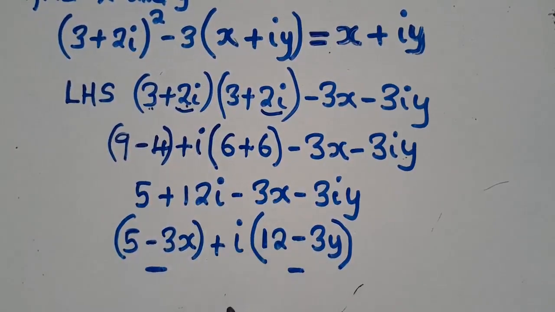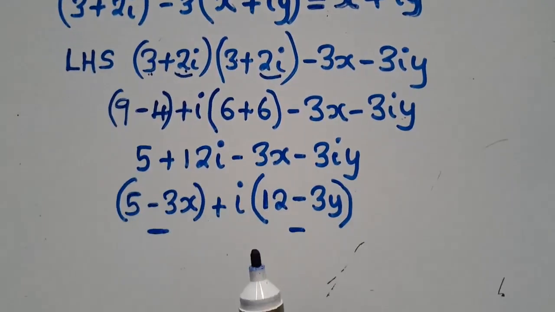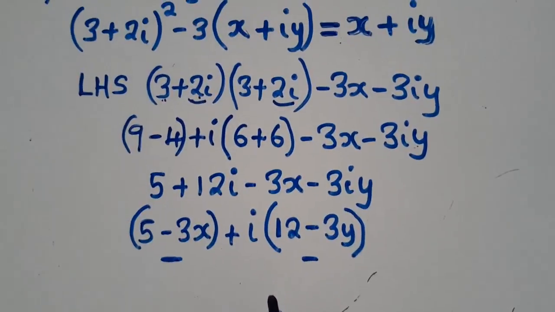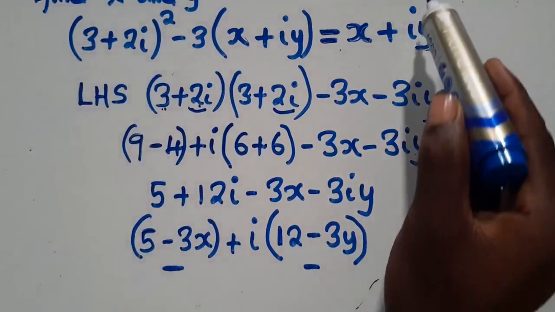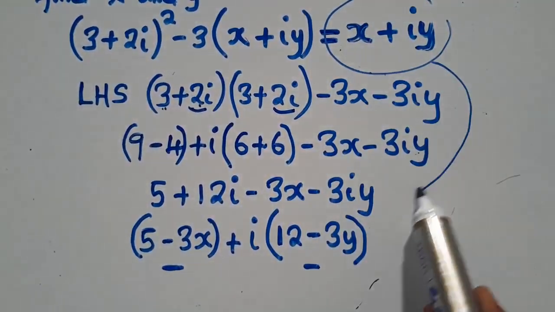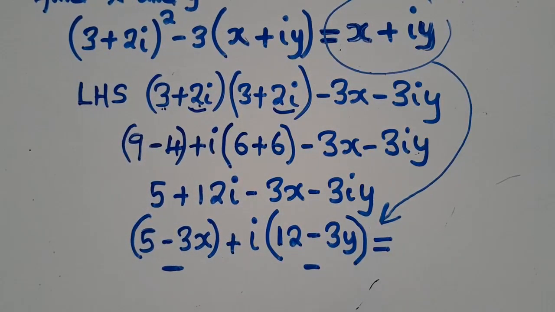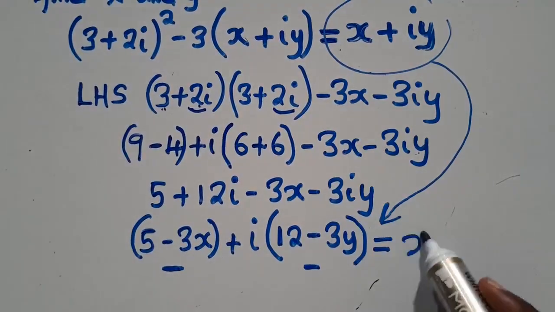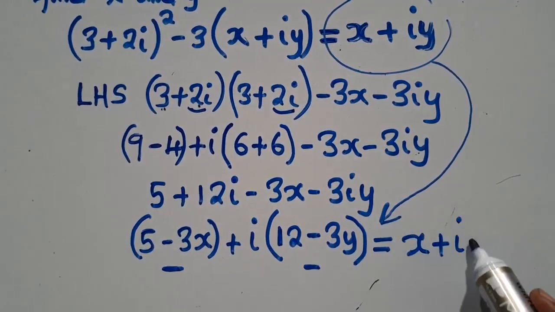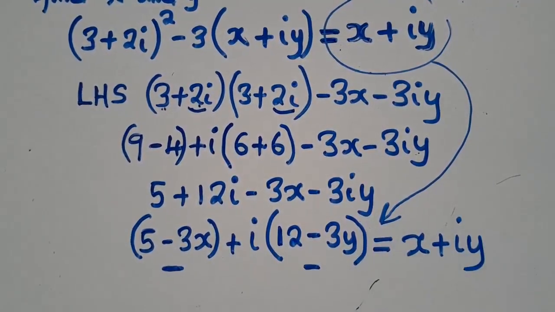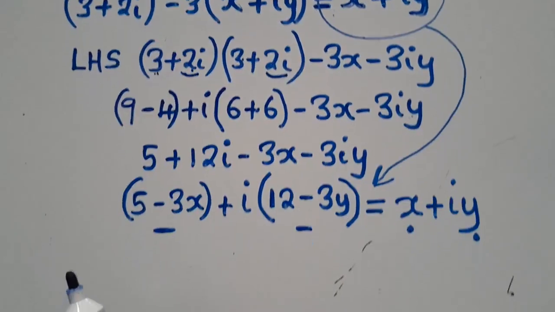After I've expanded the left hand side, then I get the original equation. Have you seen? You get this one here, then you bring it here. Where you're going to say now, this is now equal to x plus iy. This is what you need to do. So this is the real part, this is the imaginary part. So what we are going to do is this. You get this real part.